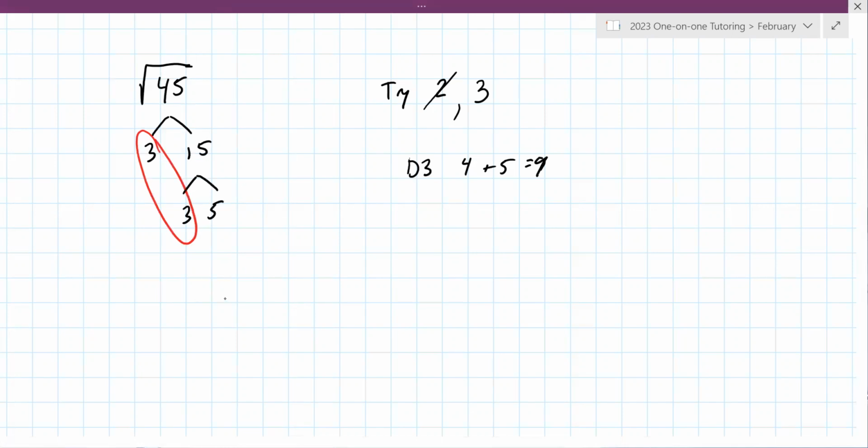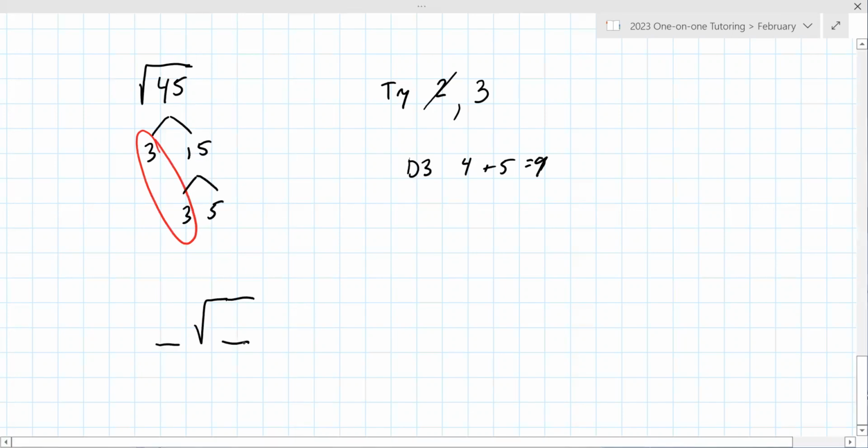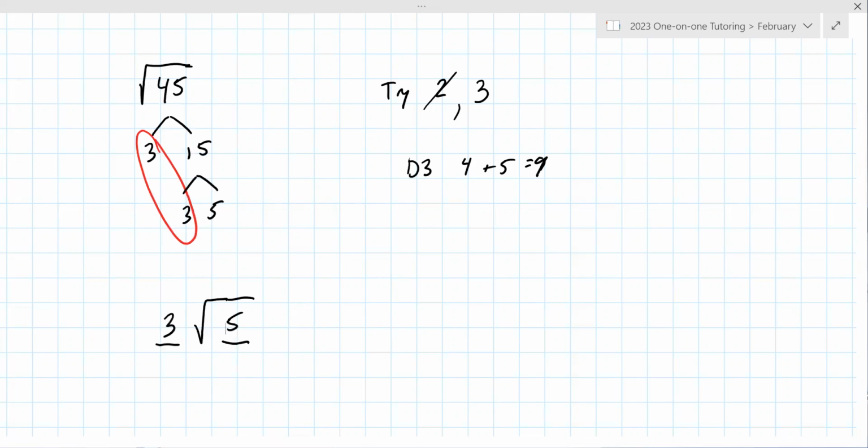So help me out here. What goes outside, what goes inside? Uh, 3 on the outside, 5 on the inside. Very good. So the idea here is that when you're looking for these pairs, they should sort of jump out at you, because you do this over and over again.